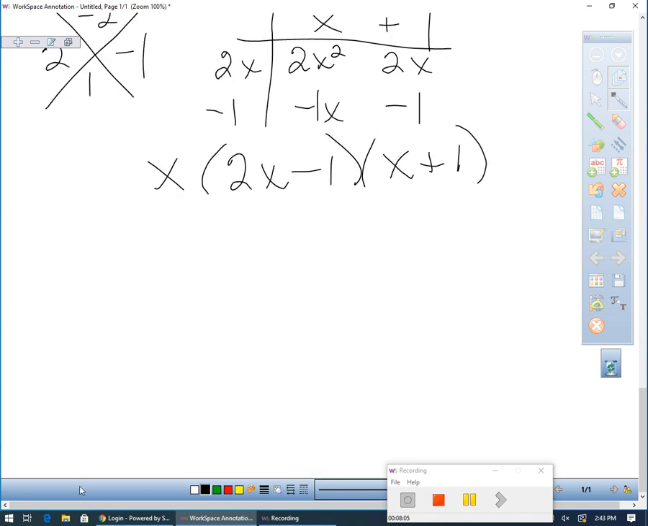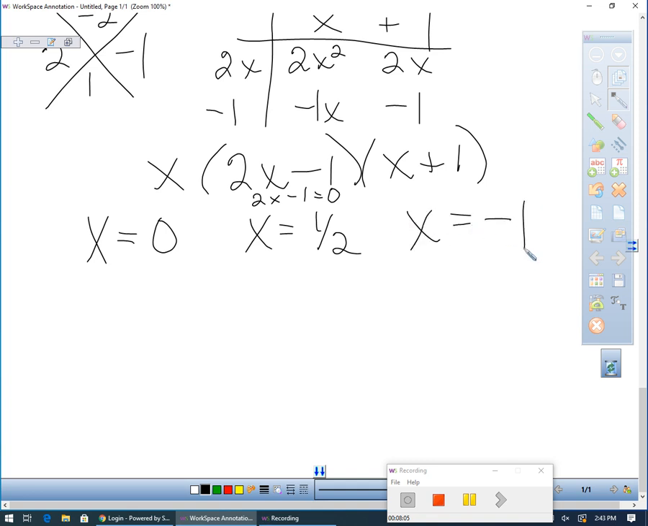Now we answer our question. What is the 0 for the first one? X equals what? 0. What's its multiplicity? It's just 1. So do we have to write anything down? What is this 0? X equals? If I set this equal to 0, 2x minus 1 equals 0. Add 1, over 1 half. Is its multiplicity anything but 1? No. And in this last one, what's my 0? Negative 1. And its multiplicity is still 1 too. Okay? All right. So that's the whole first section.